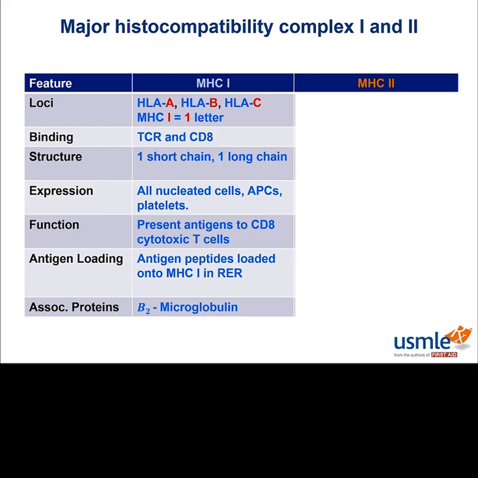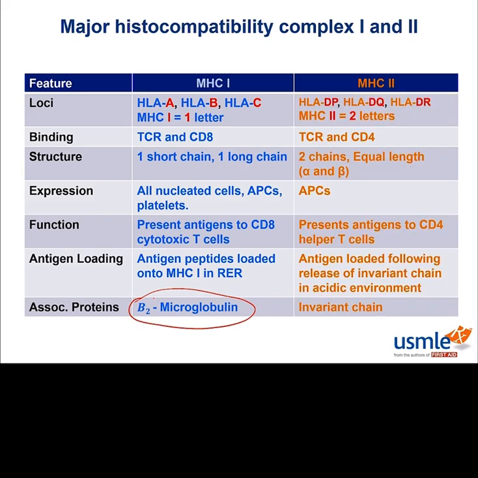There are 3 subsets to MHC1, each with only one letter: A, B, and C. You can remember that there is only one letter for MHC1. Pretty straightforward. So can you think of a cell type that doesn't express MHC1? That's right, red blood cells are non-nucleated and hence do not express this molecule. It's also important to remember that MHC1 needs a protein called beta-2 microglobulin in order for proper antigen loading to occur.